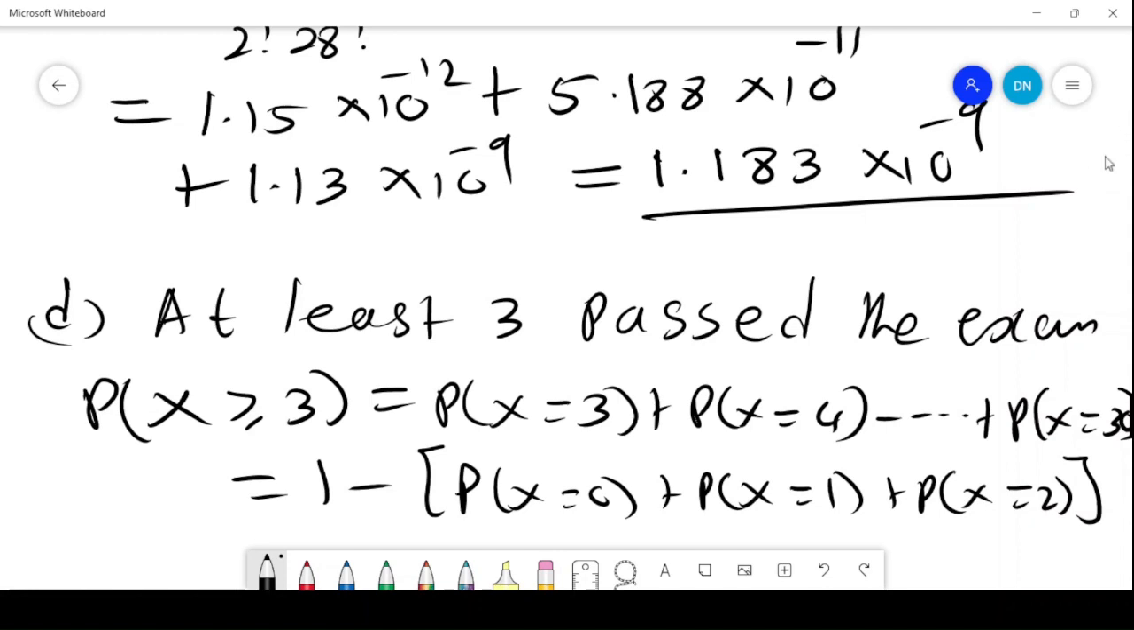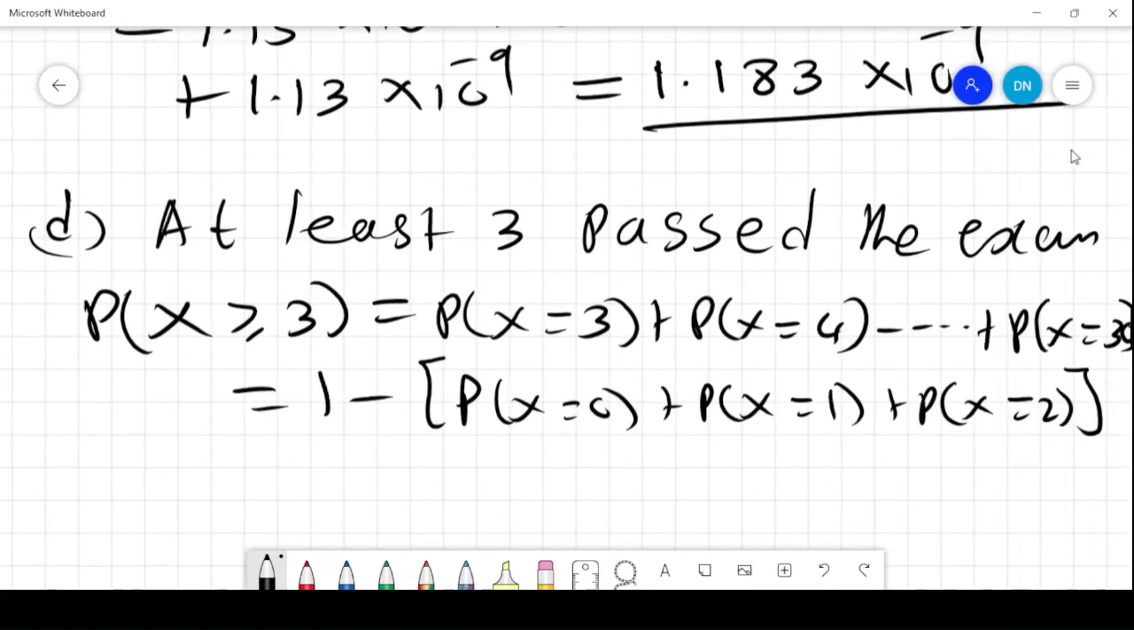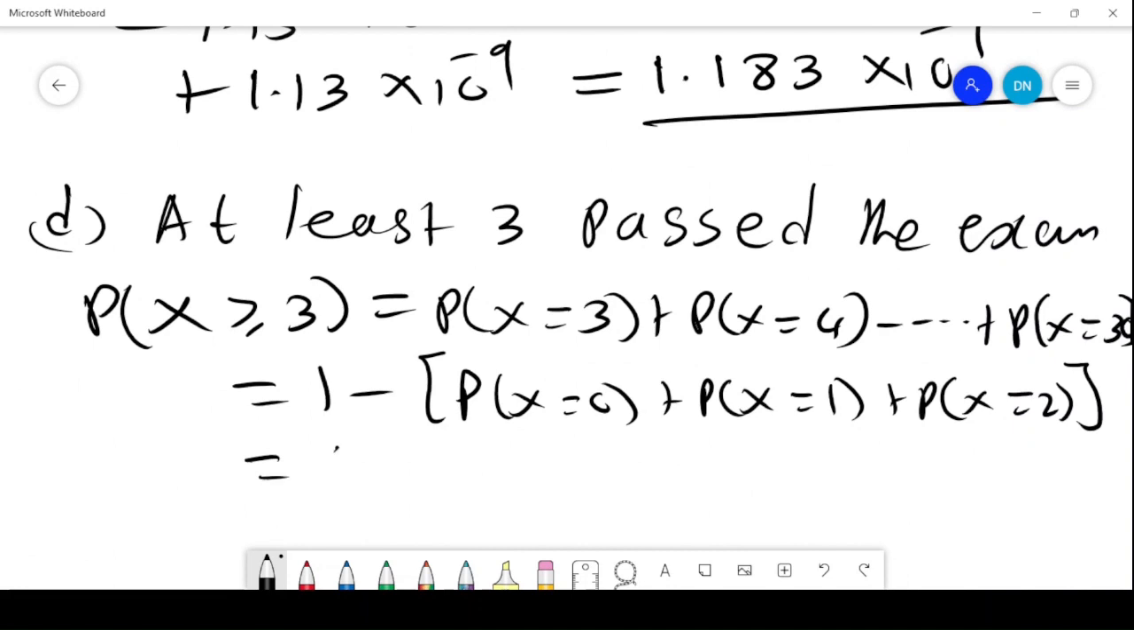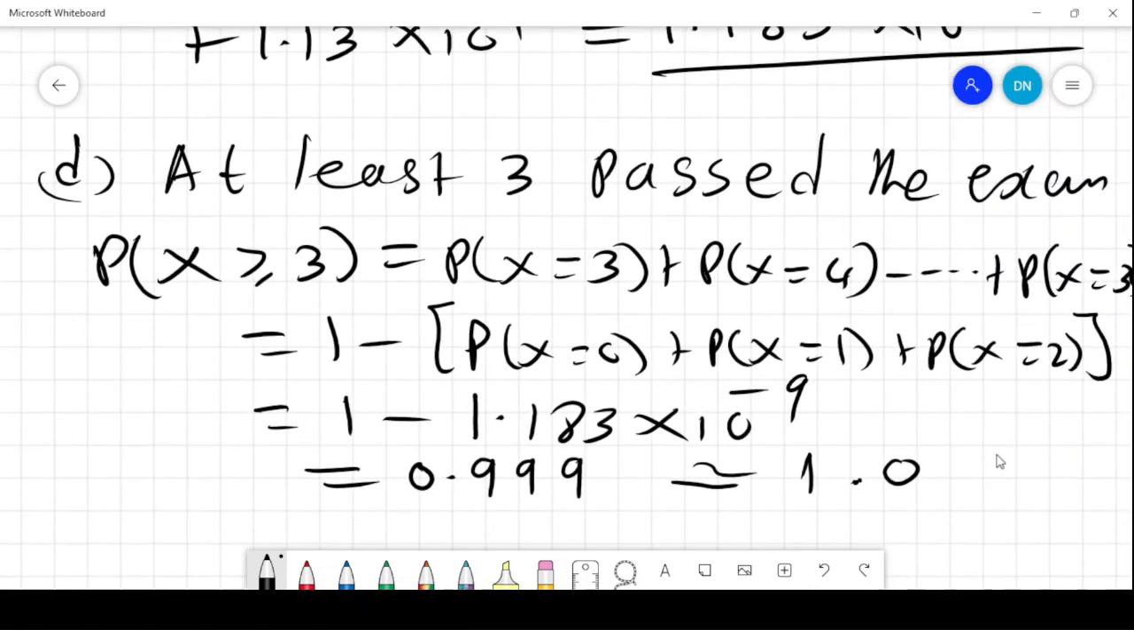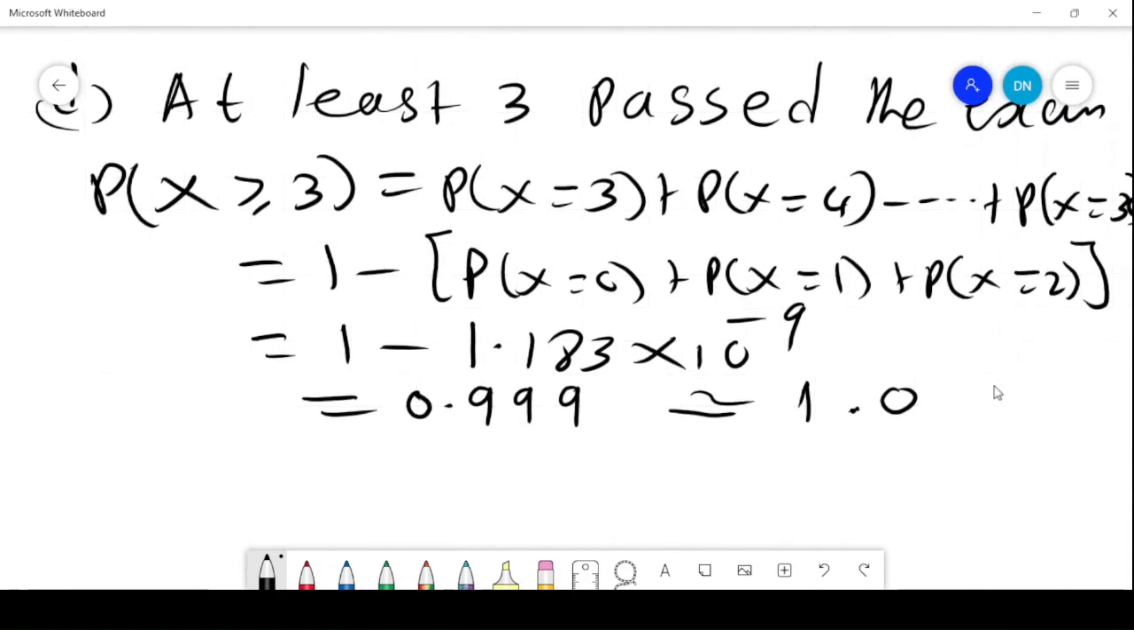And so that's what we have as probabilities, and this is the same as 1 minus 1.183 times 10 raised to power negative 9, and this is a probability of 0.999, which is approximately equal to 1. There is a 100% chance that at least 3 people, because we are told 60%, and already 60% of that is 18. So that's why the probability is very high that at least 3 will pass the exam.